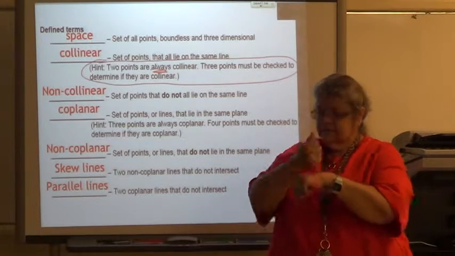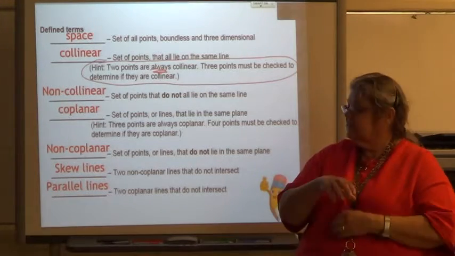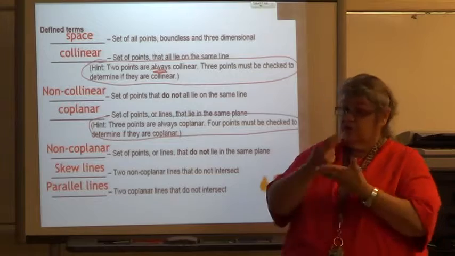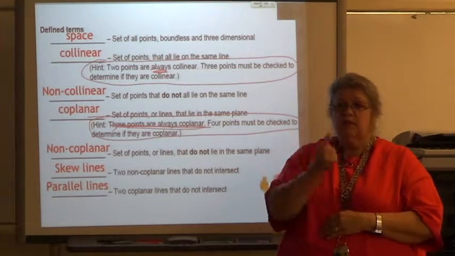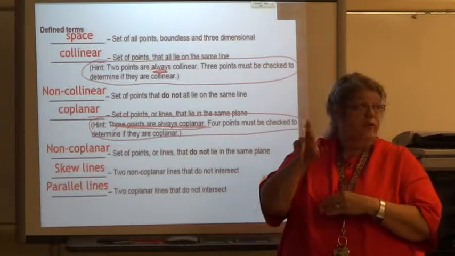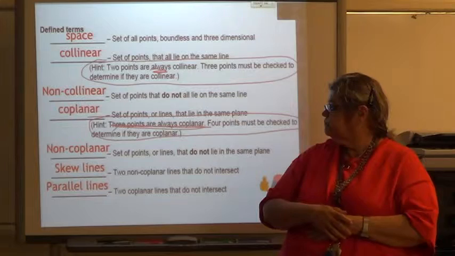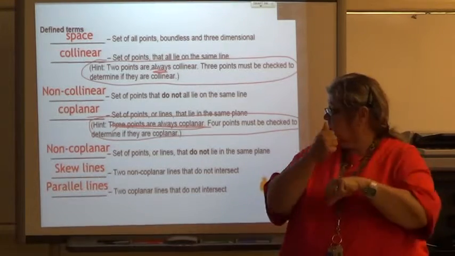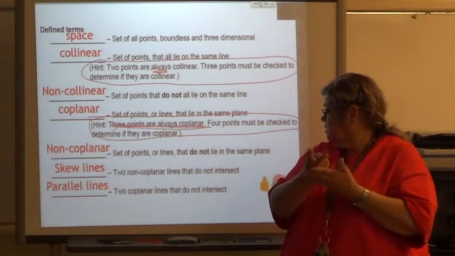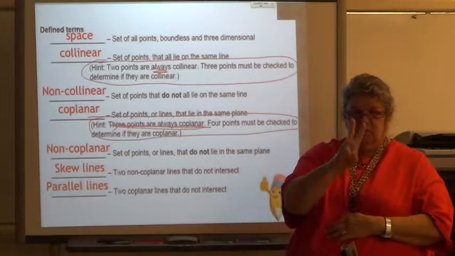Coplanar is a set of points or lines that all lie in the same plane. And again, we have a hint, very important. 3 points are always coplanar. 4 points must be checked. Non-coplanar is a set of points or lines that do not lie in the same plane. 2 non-coplanar lines that do not intersect are what we call skew lines. And 2 coplanar lines that do not intersect are parallel lines.